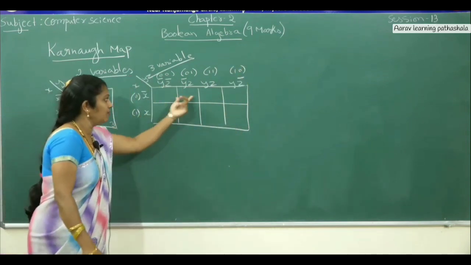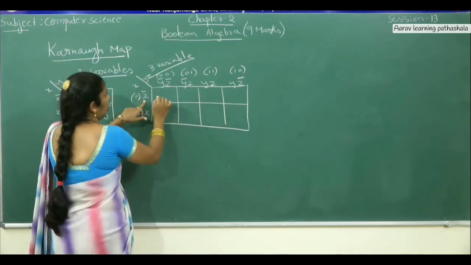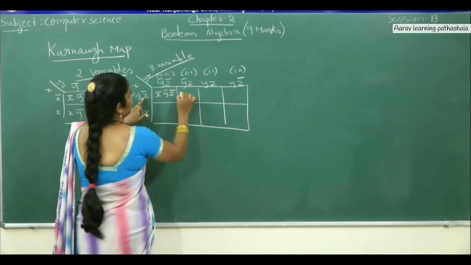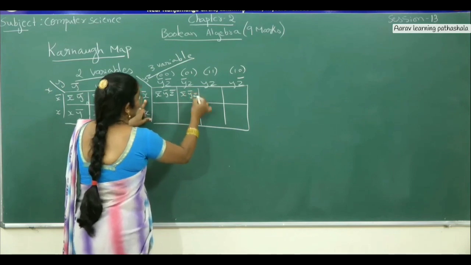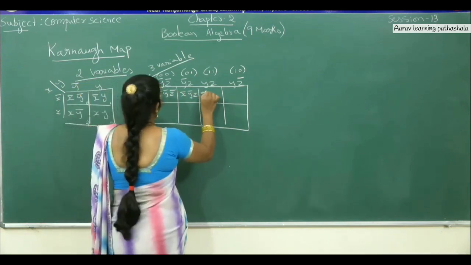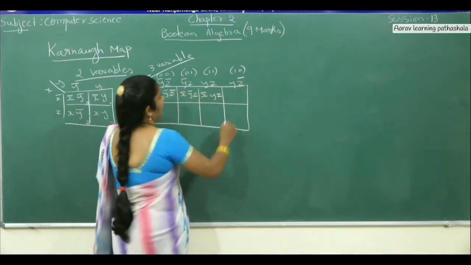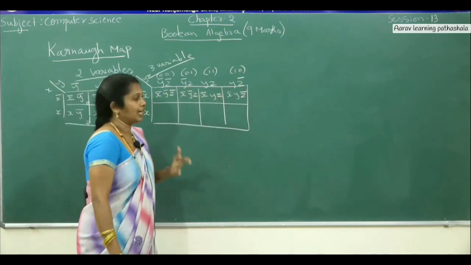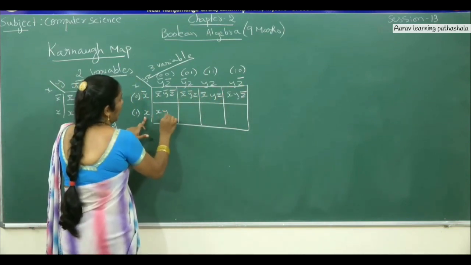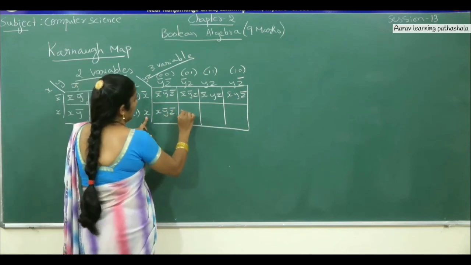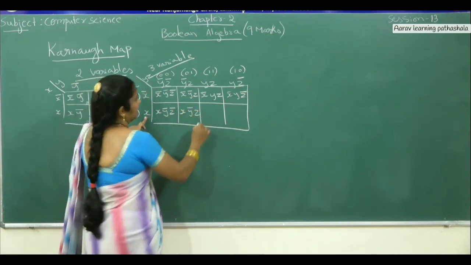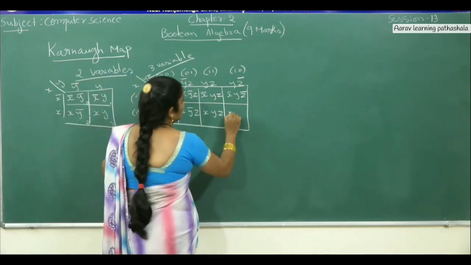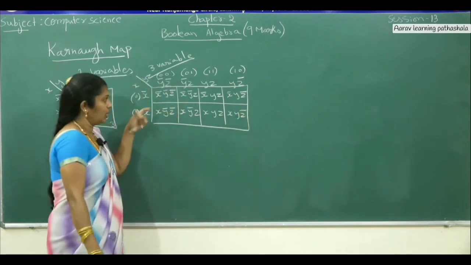Now, what will the cell values be here? First write the corresponding row and then the column. X bar, Y bar, Z bar. Next X bar, Y bar, Z. Next X bar, Y, Z. Next X bar, Y, Z bar. Next X, Y bar, Z bar. Next X, Y bar, Z. Next X, Y, Z. Then X, Y, Z bar. Take the corresponding row and corresponding column value.